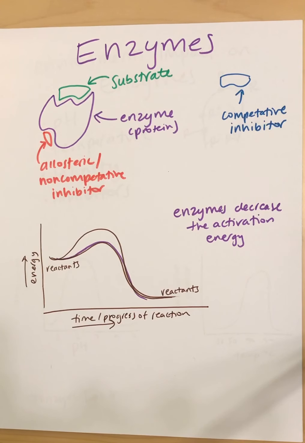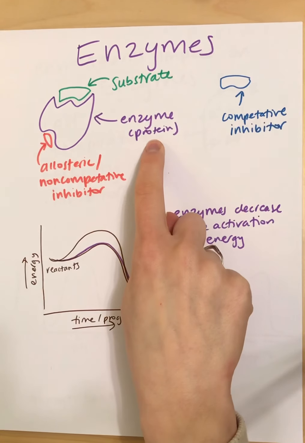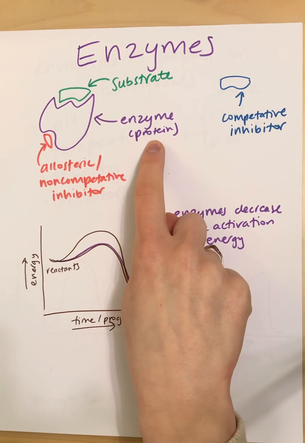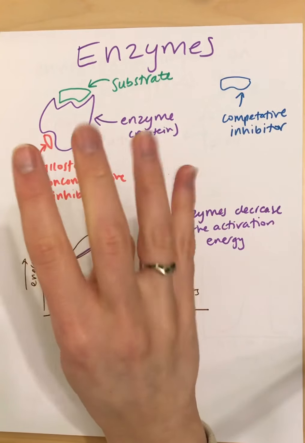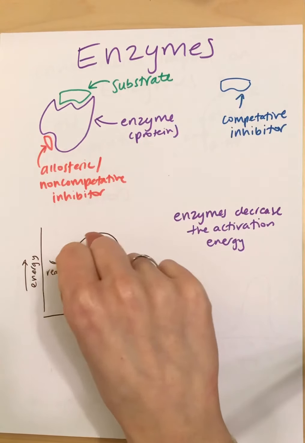This video is about enzymes. So as you probably remember, enzymes are made of protein, meaning they're made of amino acids, and they get their shape from the way that those amino acids fold based on how the R groups of the amino acids interact.